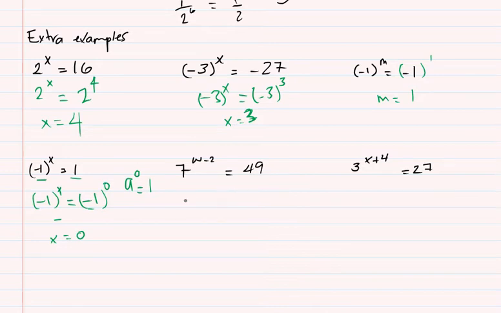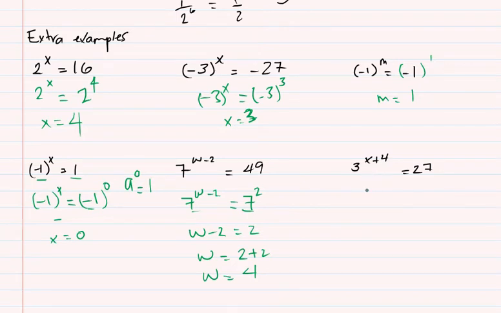49 is a power of 7, so we're going to convert it to a power of 7. 49 is 7 squared. Now that we have the same base, we can equate the exponents. W minus 2 is equal to 2. W is equal to 2 plus 2. W is equal to 4.